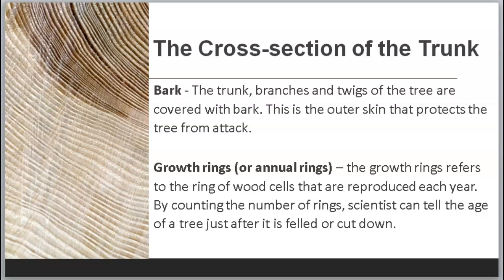Bark. The trunk, branches, and twigs of the tree are covered with bark. This is the outer skin that protects the tree from insect and animal attack. Growth rings or annual rings. The growth rings refer to the ring of wood cells that are reproduced each year. By counting the number of rings, scientists can tell the age of a tree just after it is felled or cut down.